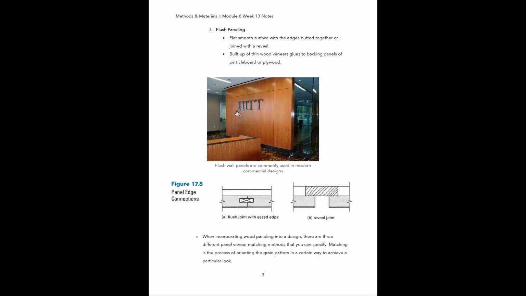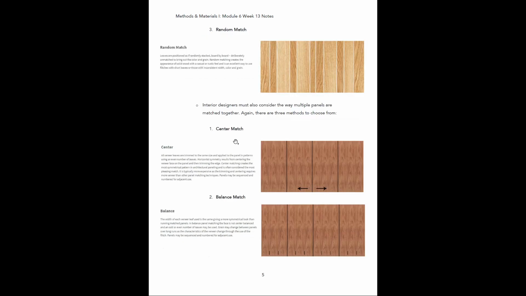So here we have 1, 2, 3, 4, 5 panels. So we have to consider whenever we're installing these, how do we want the installer to orient these so that the grain pattern looks good from panel to panel? Okay, and there's a few different ways they can do that too, and there's actually 3 methods again to choose from. So the first one would be a center match, and this is basically where the pattern is starting in the center and kind of working its way outward, and everything is sort of very symmetrical and consistent.